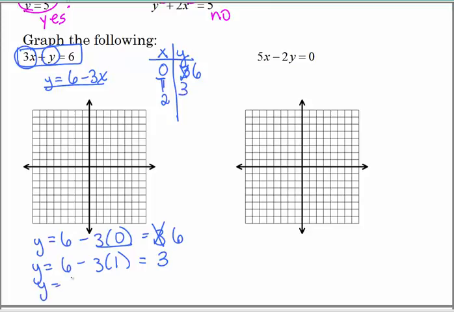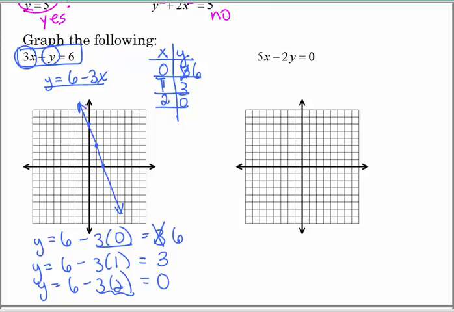And if I plug in 2, 6 minus 3 times 2 is 6, which is 0. All right? So I have 3 ordered pairs. So let's plot those. 0, 6. 1, 2, 3, 4, 5, 6. 1, 3. And again, that's enough to make this line, but let's just do one more. All right, and you always want to use a straight edge and graph paper. And I will tell you that on the computer, it's sometimes very difficult for me to make a straight line. But that one's pretty good.